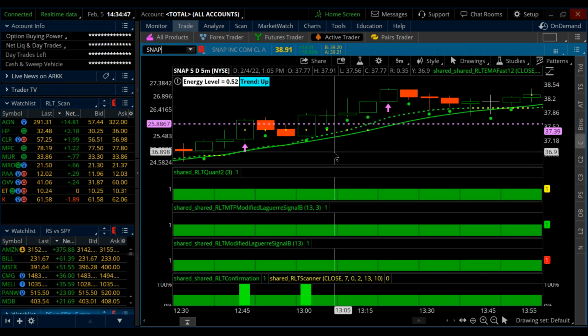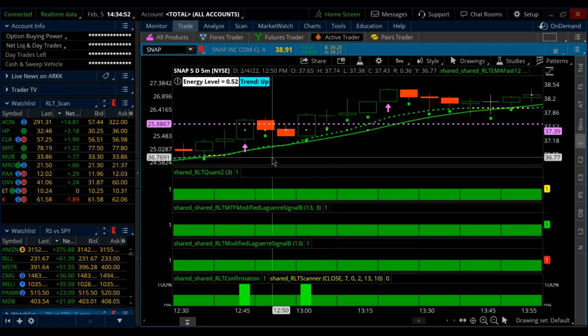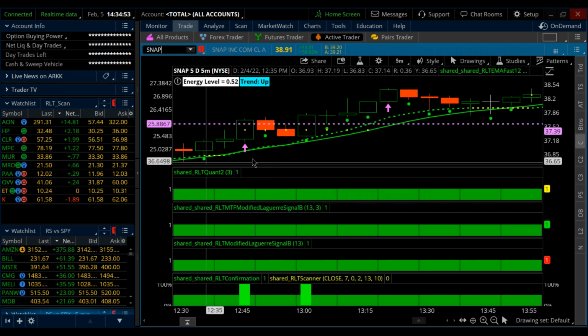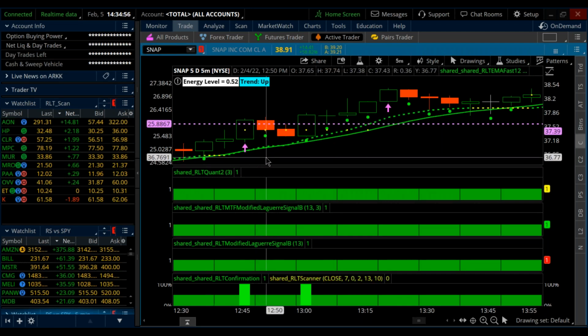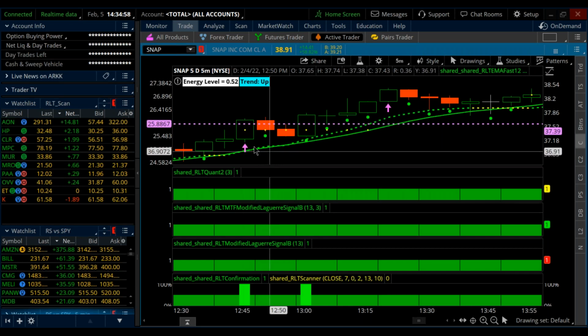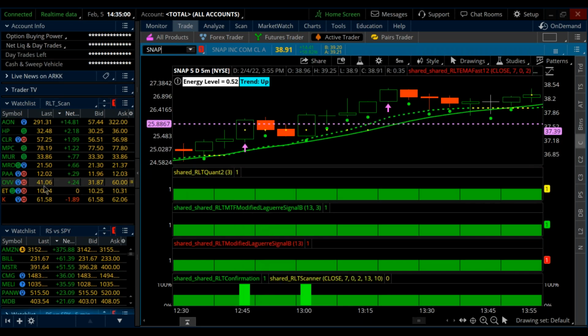Listen, trading is not easy. You need the best tools you can to do this. And I think having a Compass tool is a really inexpensive investment for somebody who wants to actually trade and make money.